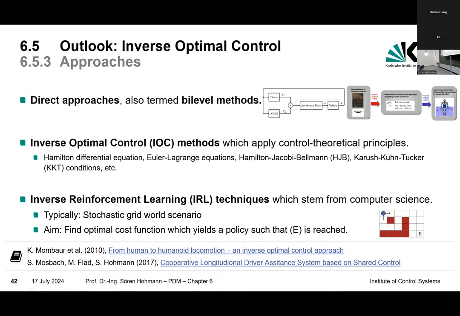And there are basically 3 approaches. One is the direct approach. It's called the bilevel method. That's the most naive way to do it. It was the first way to do it. Then there exists a set of inverse optimal control methods. And last but not least, there is also a training method, which is called inverse reinforcement learning. They are similar, not equal.